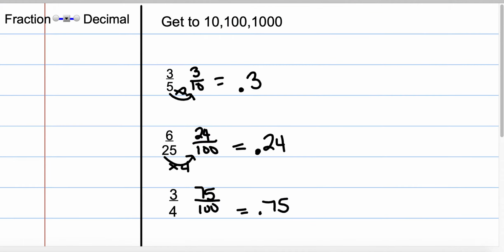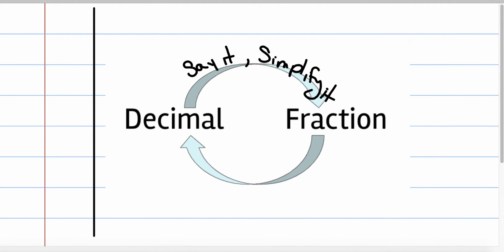So let's go back to our little picture here. We have two things we could do. The easier of the two would just be to divide. So let's write that first using a calculator. Or you can get the denominator to be 10, 100, or 1,000.